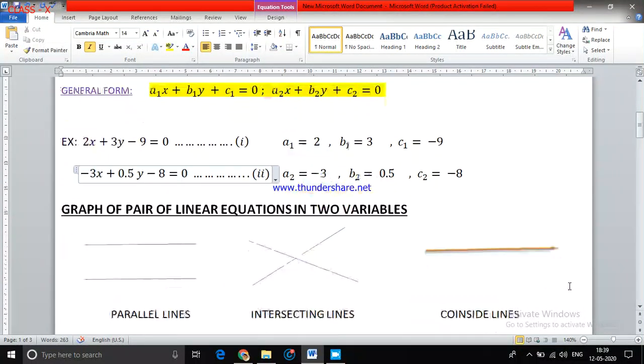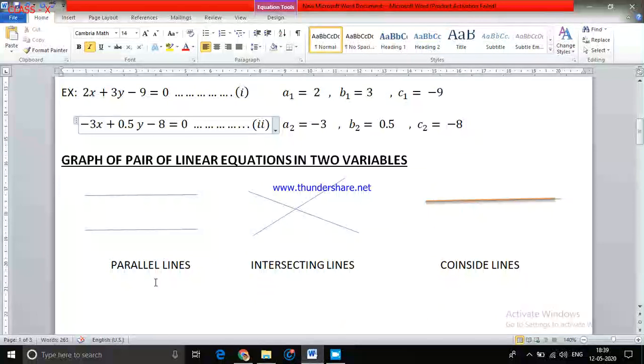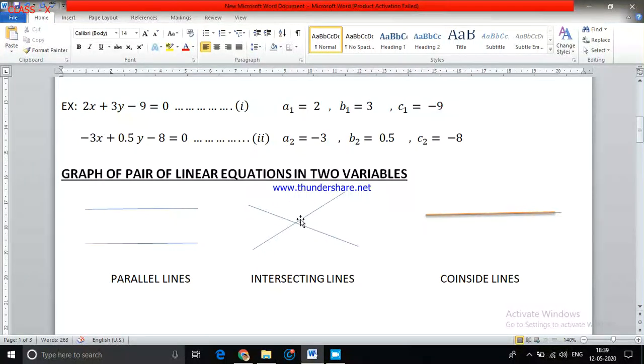There are three possibilities. One is both the lines will go parallelly, so those are called the parallel lines. Both the straight lines can be parallel. And the second one is both the straight lines will intersect at a particular point. This is the intersection point of both the lines. So lines intersecting at one point are called the intersecting lines.